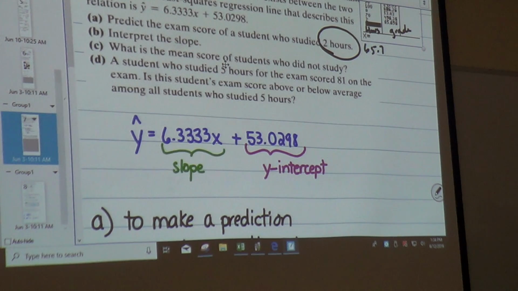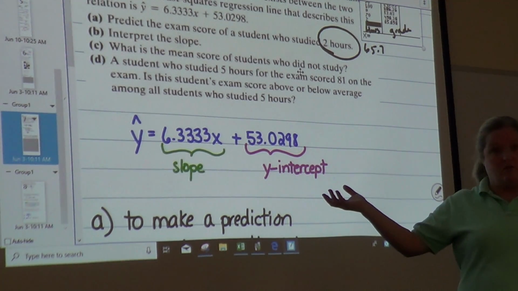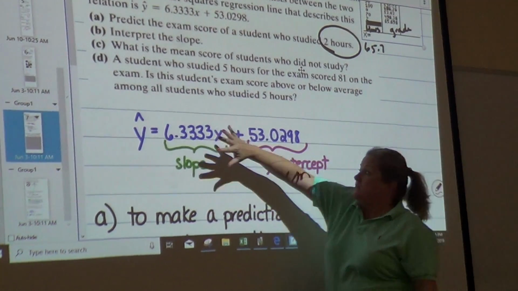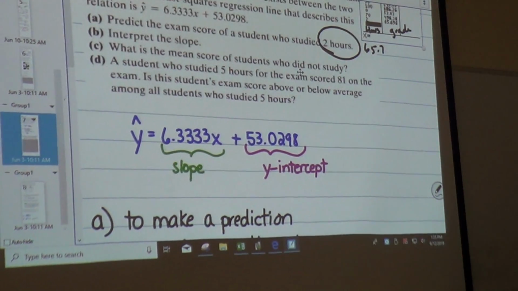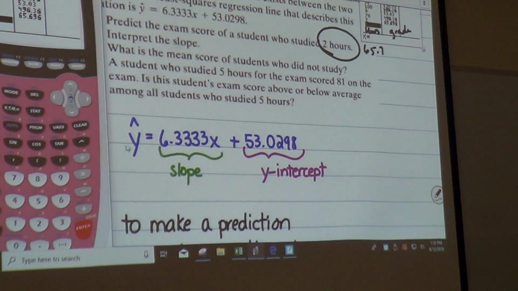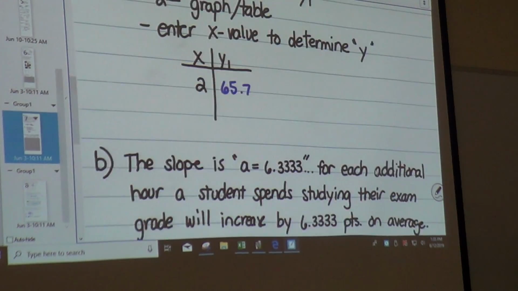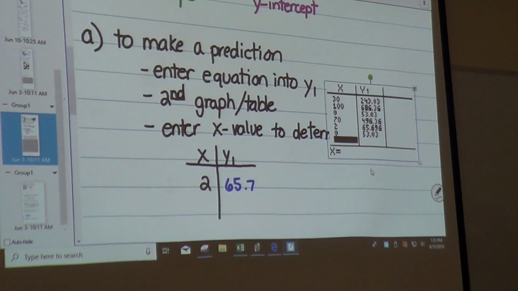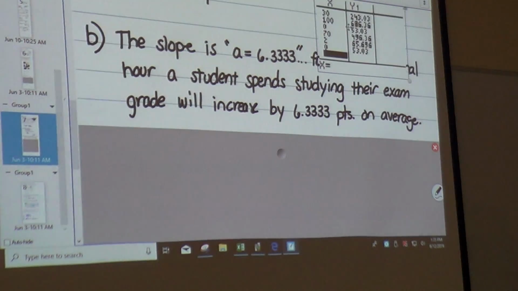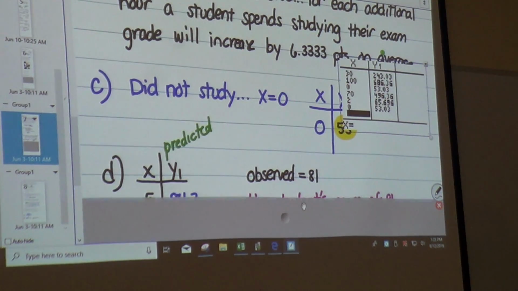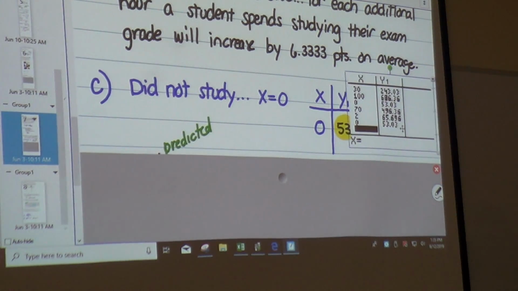What is the average score of a student who did not study? 53. Now, how could we get that off the table? Plug 0 in there, and it would give me that. So I could have done 0 in there, which would mean no hours of studying, is another way to do it. But we're smart, we don't need to know that. So if I pull that down, I would get 53.03. Push that off to the side.